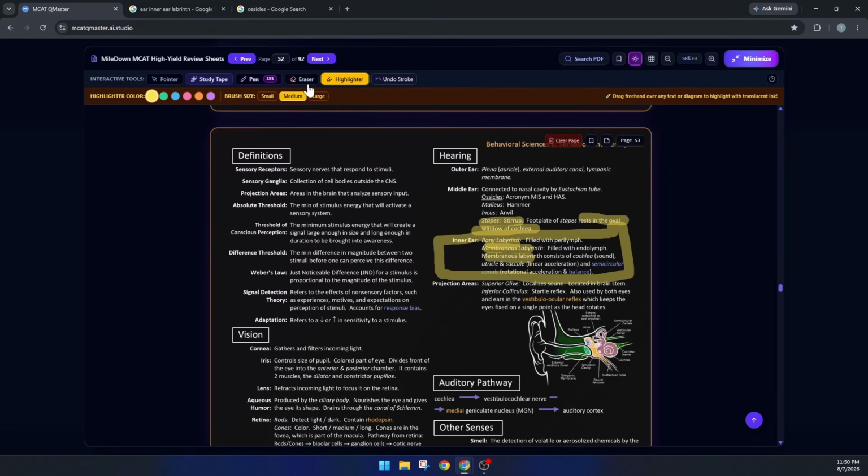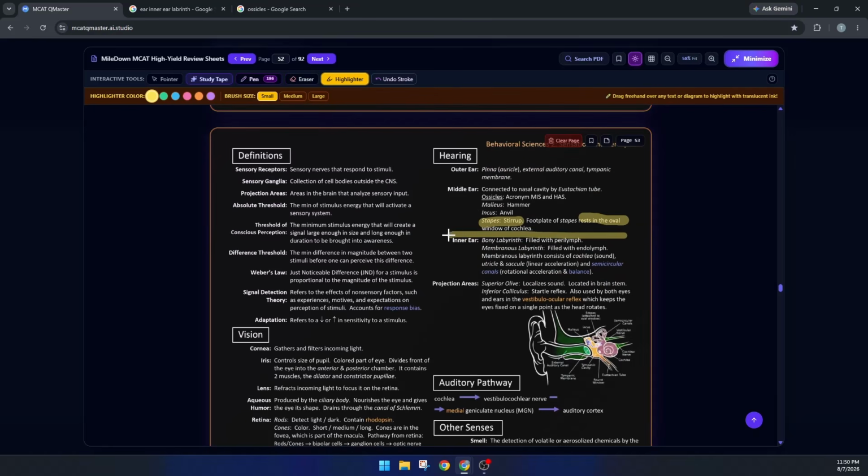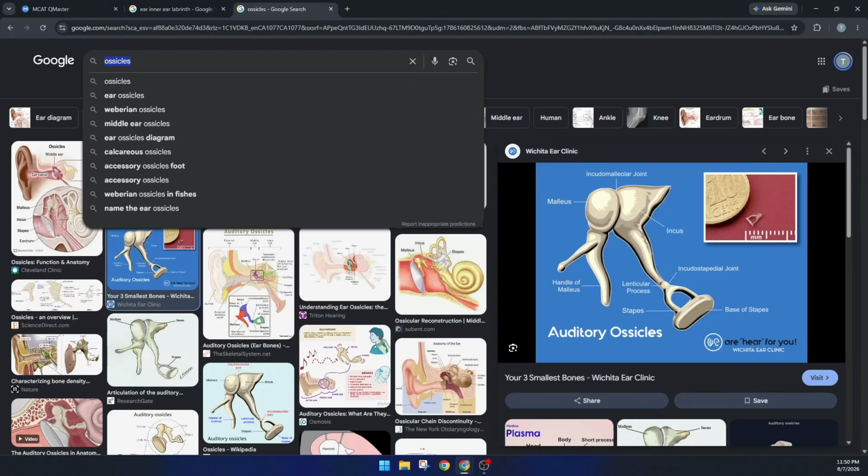Okay, maybe I should go over it better. I'm going to go over the inner ear again, one more time. For the inner ear, you have your bony labyrinth, which is filled with perilymph. What is perilymph? Perilymph is just a fluid.